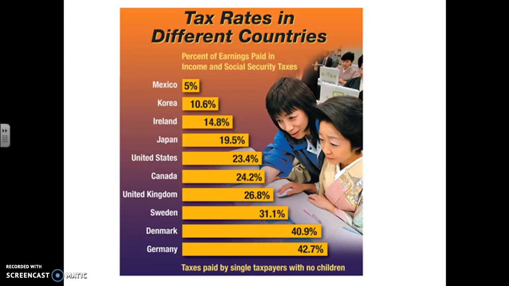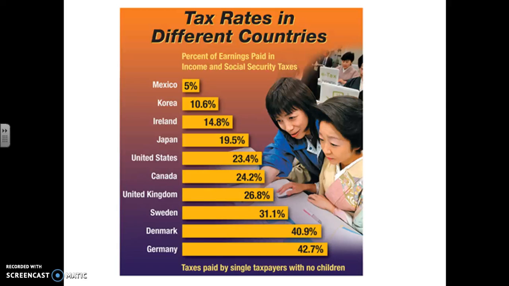So we take a brief look at tax rates in different countries and the percentage of earnings paid in income and Social Security tax. This is based on a single taxpayer with no children. When we look at Mexico, we're at 5%. We jump to Ireland, 14.8%. Come down to the United States, 23.4%. Go to the United Kingdom, the UK, that's 26.8%. We take a look at Denmark and Germany, you're getting 40.9% and 42.7% respectively.